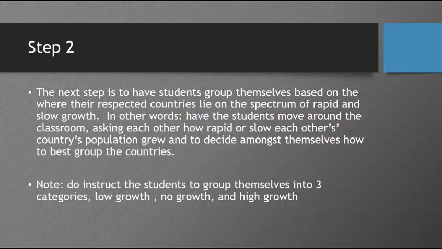Side note here, do instruct the students to group themselves into about 3 categories, one being low growth, no growth, or high growth. Additionally, depending on your individual student population, you may choose to structure this activity a little bit more than others. I have noticed that with my more advanced students, they seem to be able to group themselves a little faster, while other groups of students need a little bit more guidance from the instructor.